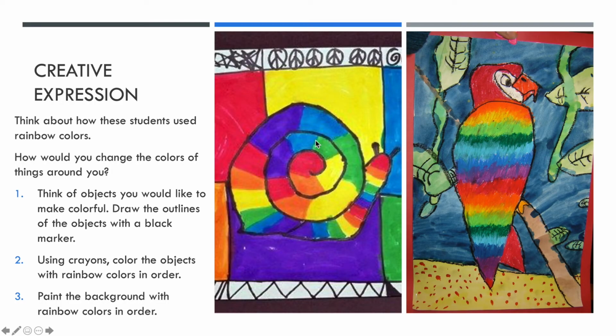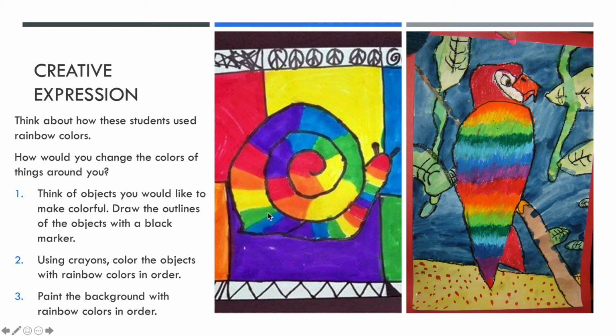for your project, let's take a look at these two paintings. Let's see how they use the rainbow colors. With the snail, we can see that they went up the snail's shell with rainbow. And for this parrot, this student did the feathers in a rainbow design. It looks super cool. Now you're going to pick an object or an animal or any sort of plant that you're going to color in like a rainbow. So you see this parrot, here's a rainbow, and this snail, here's a rainbow.